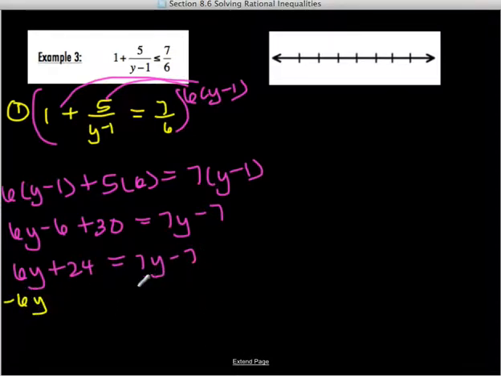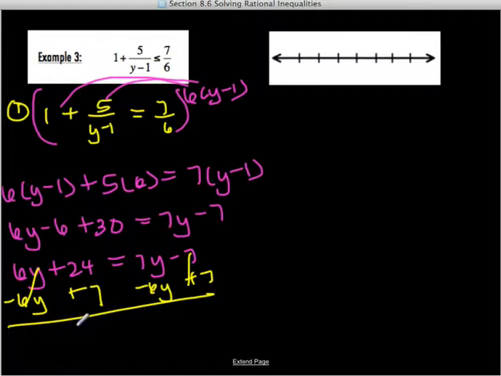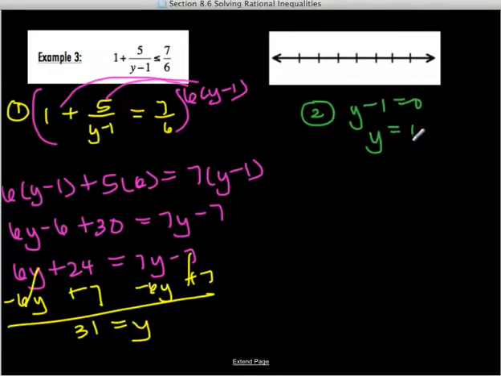Subtract 6y, add 7. So this gives me 31 is equal to y. So my y value is 31. Okay, the next step is to take my denominator and set it equal to 0 and solve. Okay, so step 2, we would have my denominator is y minus 1 equals 0, so y is equal to 1.